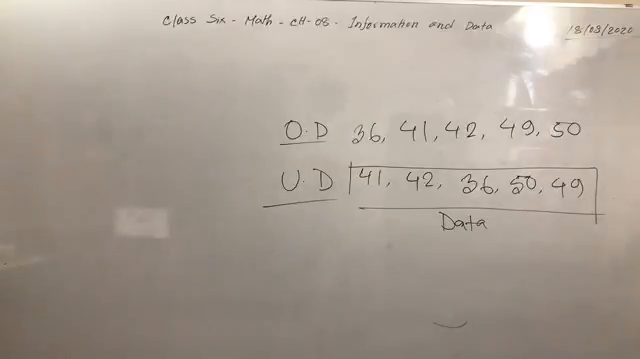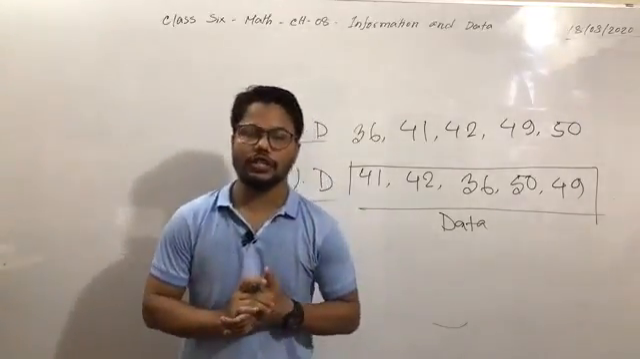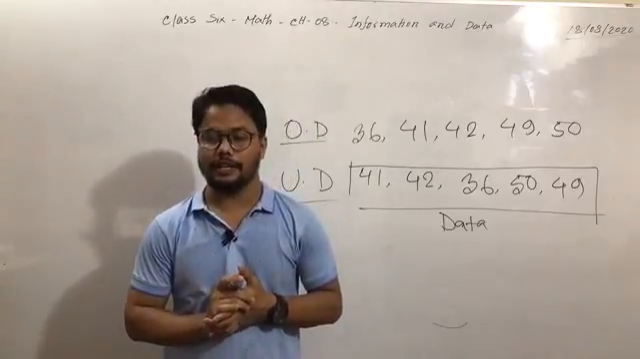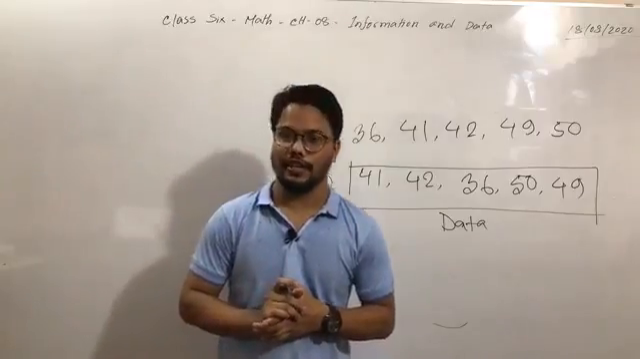We will discuss as per your comments. So this is another question. How many types of data do we see here? There are two types of data, organized and unorganized.